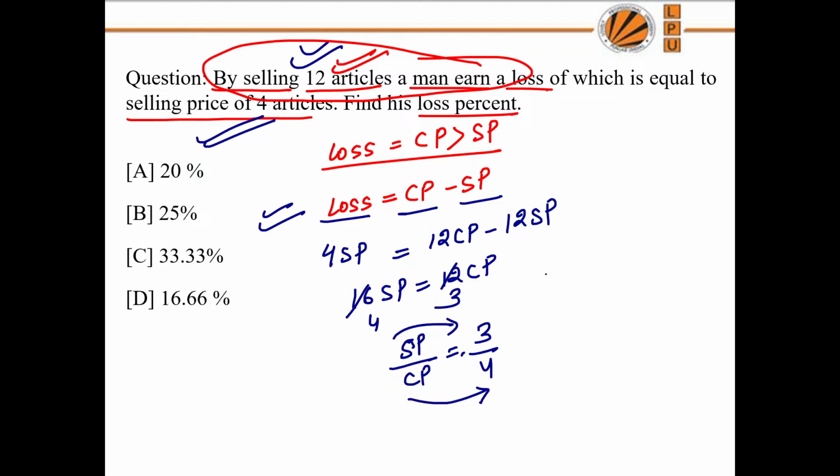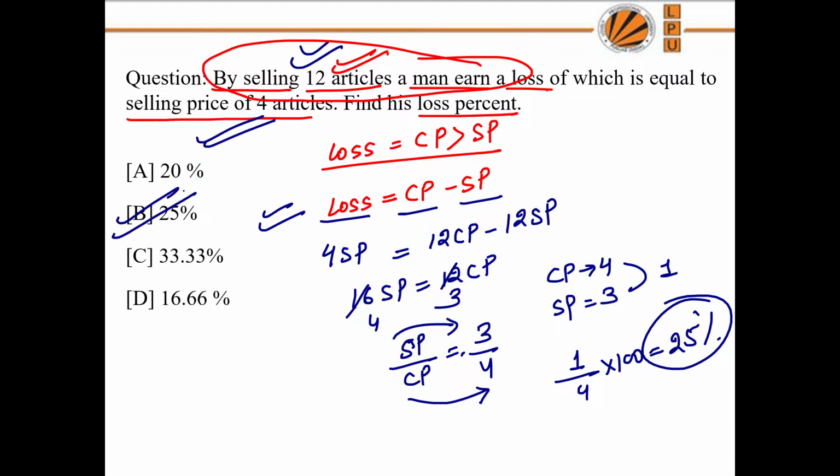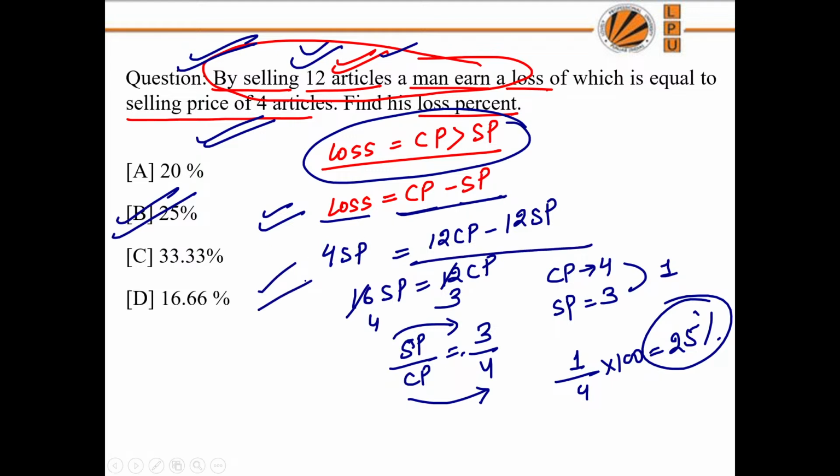So now the question becomes just like the previous one. If CP is 4, SP would be 3. So there would be a loss of 1. Loss in percentage would be 1 by 4 into 100, which will be 25% for this one also, which is option B. So remember it, whatever loss or profit is given, just write the formula of it, and whatever number of articles sold or purchased is given in the question, you will assume that the same number of articles were sold and purchased. You will write like this for CP and SP. I hope you got it, huh?